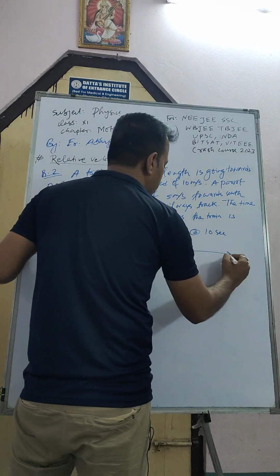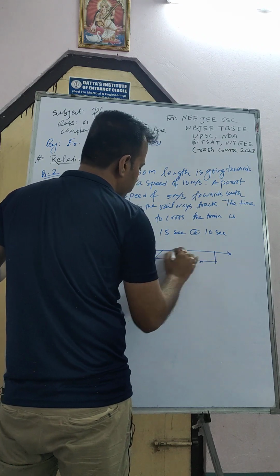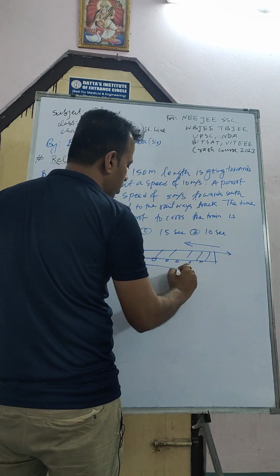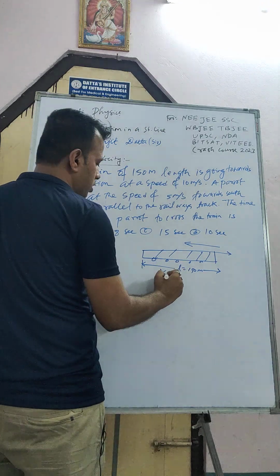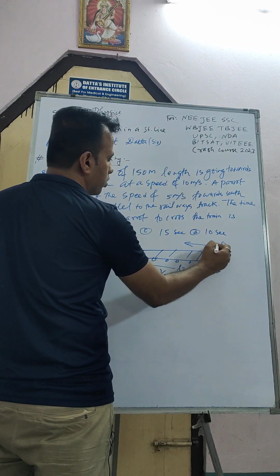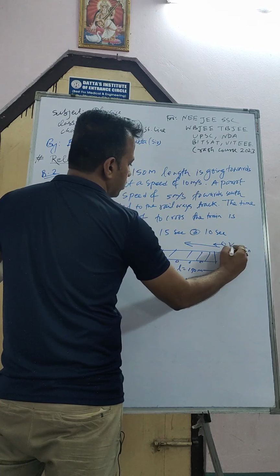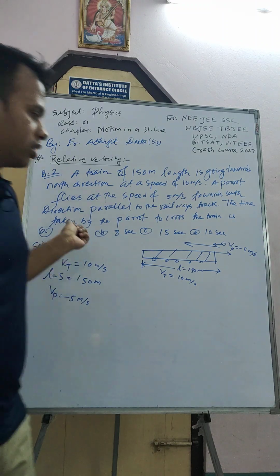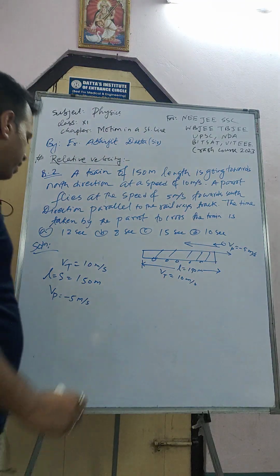So one train is moving in this direction. Suppose this one is the train. And one parrot is moving in the opposite direction. The length of the train is L equal to 150 meter, and the speed of the train is 10 meter per second, and the parrot is moving in that way. So what is the velocity of the parrot? Minus 5, that is VP, minus 5 meter per second. Why? Because if I consider this direction as positive, then it will be the opposite direction, no? That's why it will be negative.